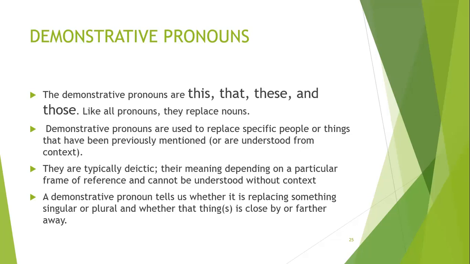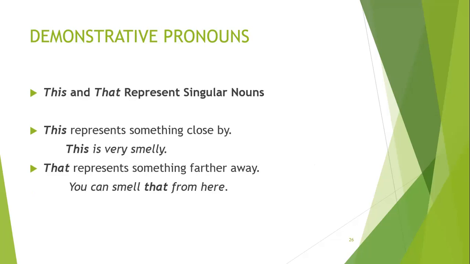It depends on who you are talking about, where the person is standing, how close the person is to you. All these things determine how you use the demonstrative pronouns and your choice of demonstrative pronouns. So the demonstrative pronoun tells us whether it is replacing something that is singular or plural, and whether that thing is close by you or further away. Let's see how that happens. Now we use this and that to represent singular nouns.